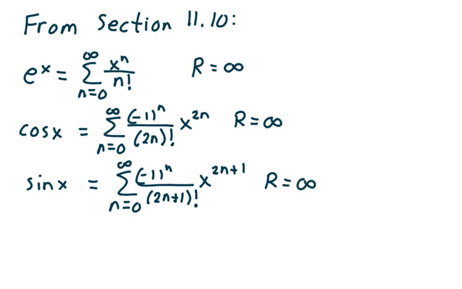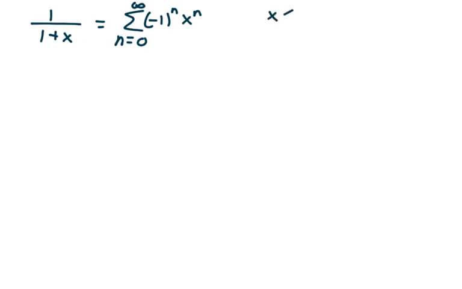There's a couple more things I want to go over. Now, 1 over 1 plus x. This is the summation from n equals 0 to infinity of negative 1 to the n, x to the n. And if you guys remember, x is between negative 1 and 1. And so, of course, the radius of convergence is 1.